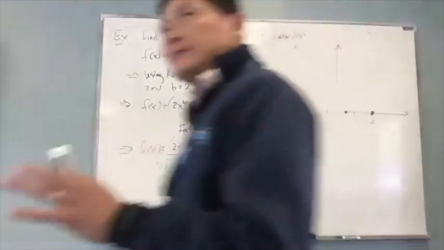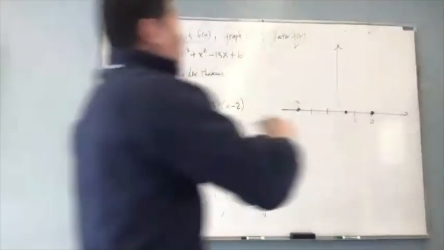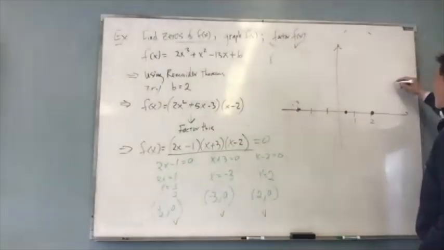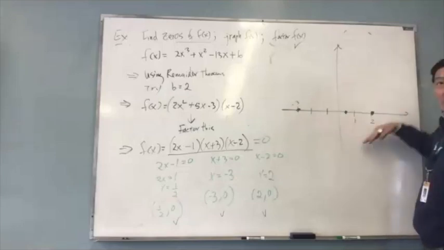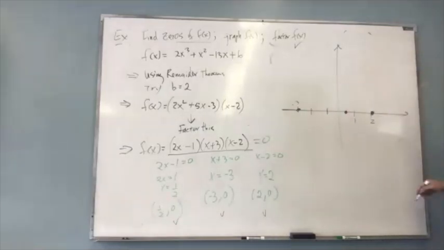Now, your graph, because it's a cubic function, and it's going to hit 3 points, it can go like this. Up, down, up. Or it can go down, up, down. Right? You have 2 options. You can have this going up and down and up, crossing the zeros. Or you can go down, up, down.